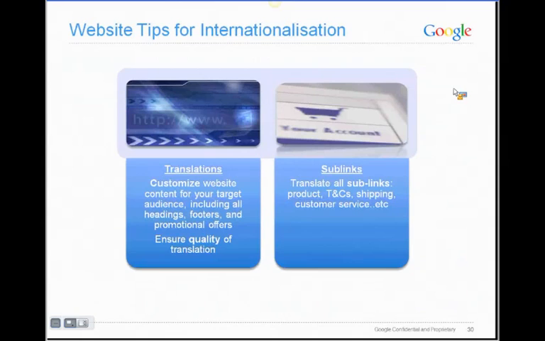Also, when targeting similar languages, like Spanish from Latin America or Spain, make sure that you are using the local terms in each case. Check all sublinks on your website are translated into the target language. For example, product specifications, terms and conditions, and customer service pages. It's not enough to have the landing page translated. The user will want to complete the research and inquiry process in their own language.